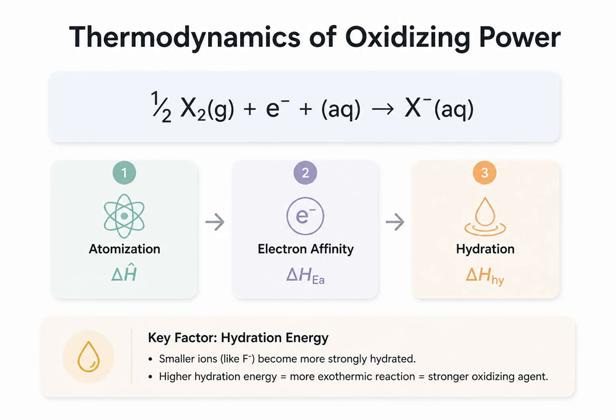We can explain this trend in oxidizing power using thermodynamics. The process of a halogen becoming an aqueous ion involves atomization, gaining an electron, and finally hydration. The major determining factor here is the enthalpy of hydration. Smaller ions, like fluoride, have much higher hydration energies. This makes the overall reaction highly exothermic and highly favorable, making fluorine the strongest oxidizing agent.